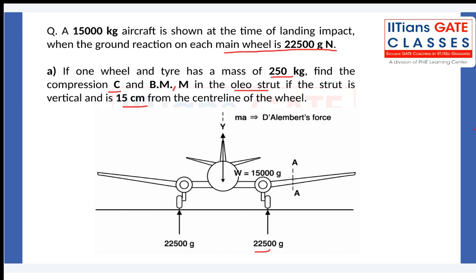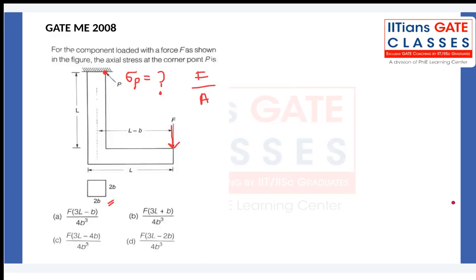So you can see this is the oleo strut. Most of you might be knowing it, and for those who don't know, this is the oleo strut. We need to find out what is the stress there, what is the compression, and what is the bending moment. It is basically something like this, and you have the wheel here. You can see the force is acting at this point, and this is the oleo strut, and you need to find out what is the stress here in the oleo strut. It's quite similar to the problem which has been asked in GATE mechanical, don't you think?